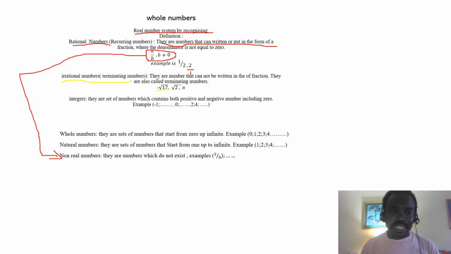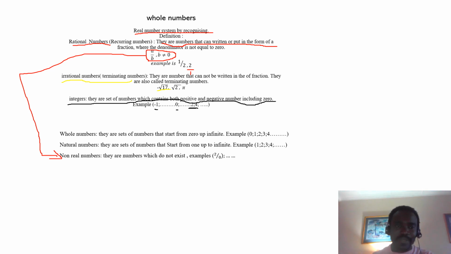Then we come to integers. Integers are sets of numbers which contain both positive and negative numbers, including 0. Examples are negative 1, 0, 2, and 4. So these are called a set of integers.